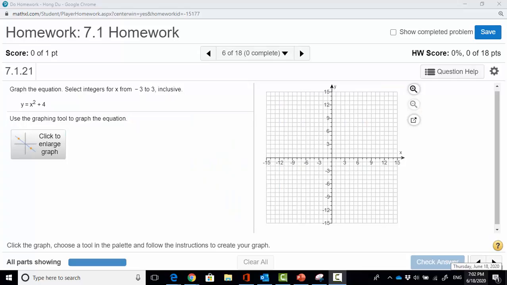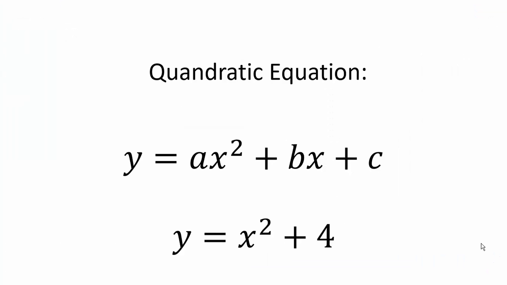To graph this equation, first you have to examine your equation. So this equation is y equal to x squared plus 4. This kind of equation is called a quadratic equation.